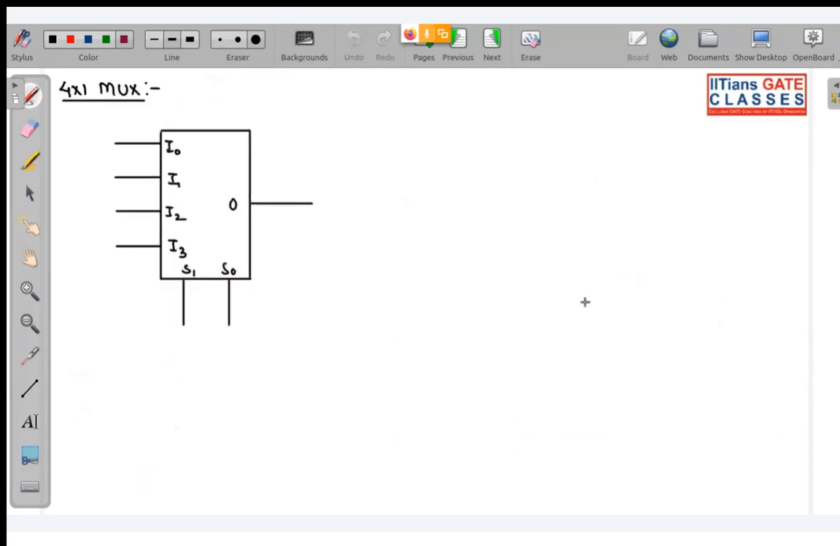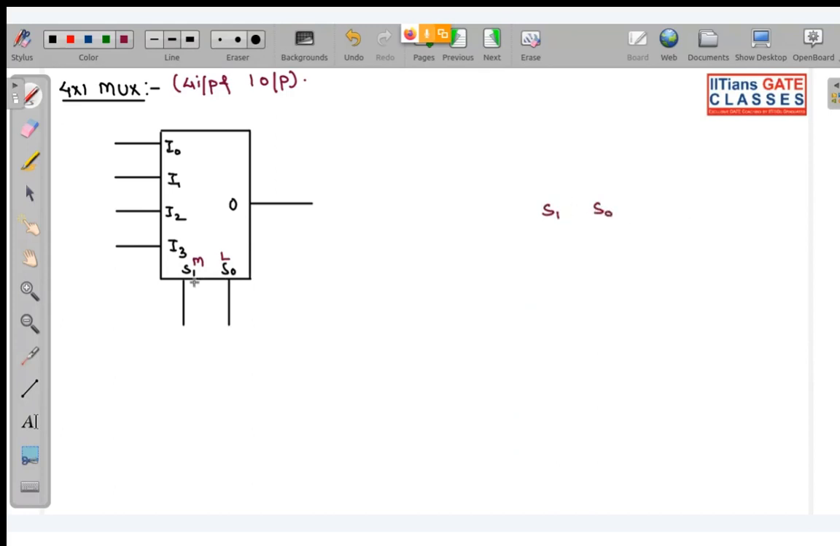Now similarly, let us see what is a 4 cross 1 mux. So in 4 cross 1 mux, we have basically 4 inputs and 1 output. Okay, 4 inputs, 1 output. Now if you see over here, basically there are two selection lines, S1 and S0. So if nothing is said about selection line, this will be MSB, this will be LSB. So if you see, there are two variables in selection line. They are what? S1 and S0.